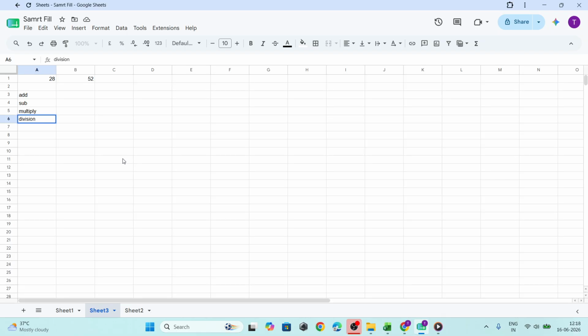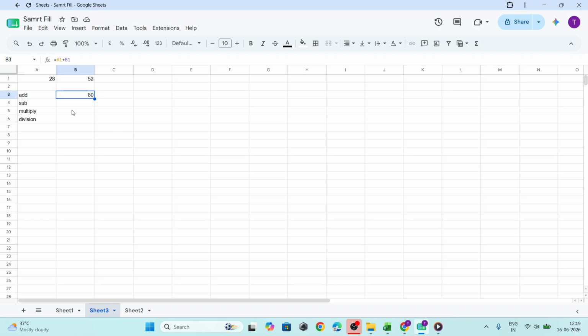Let's begin with addition. To add two values together in Google Sheets, click on the cell where you want the answer to appear and type the formula equals A1 plus B1. Written out, that looks like this: =A1+B1. After you press enter, Google Sheets will calculate the total of the numbers in cells A1 and B1. This is useful anytime you want to combine values, such as expenses, quantities, or scores.